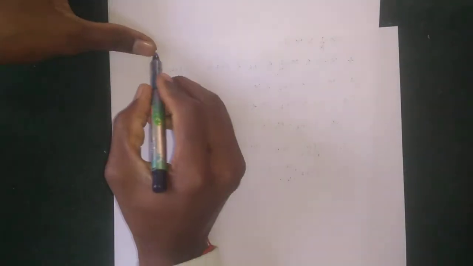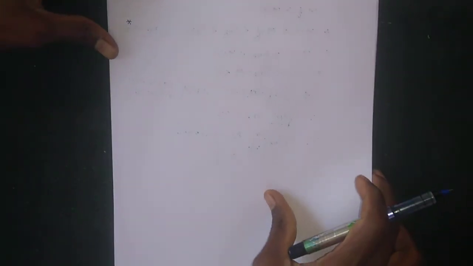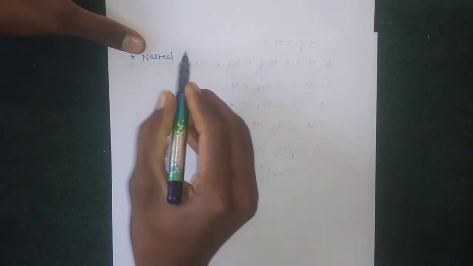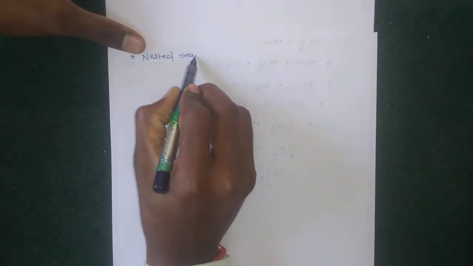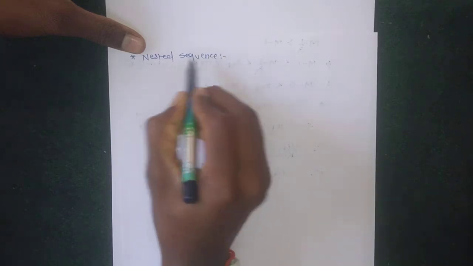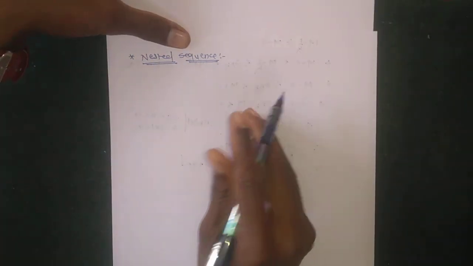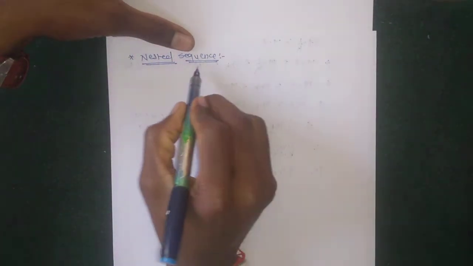Nested sequence. What is meant by nested sequence? Nested sequence. Definition of nested sequence: a sequence of sets.